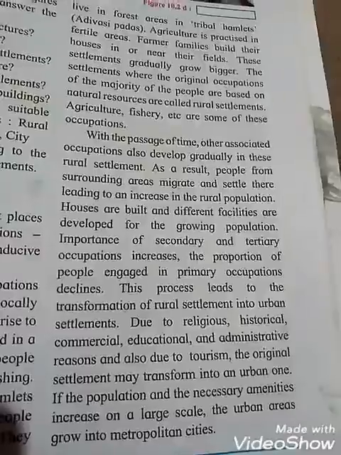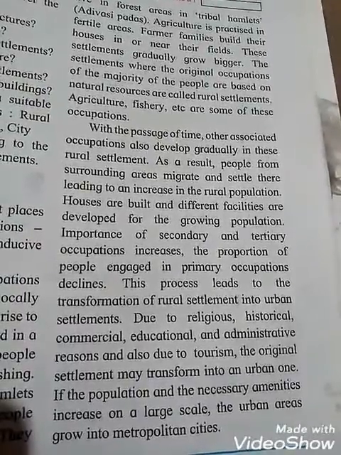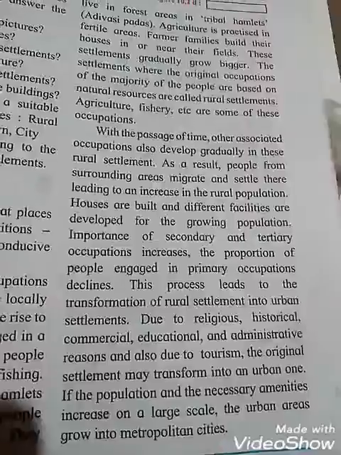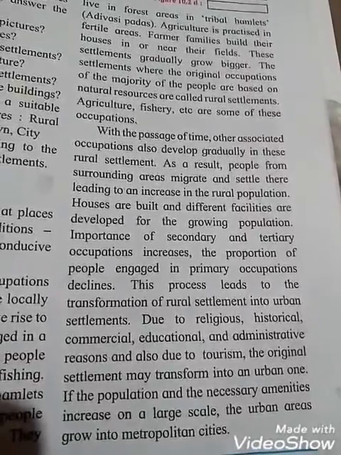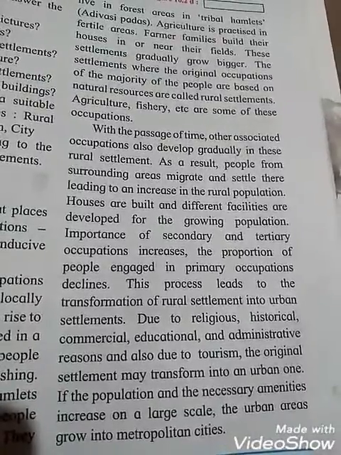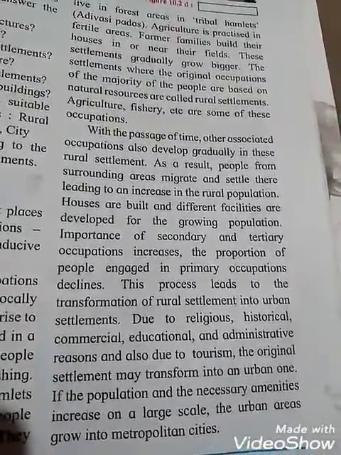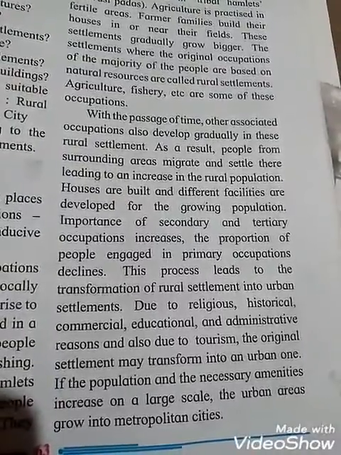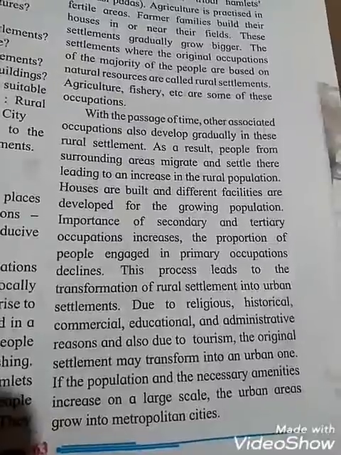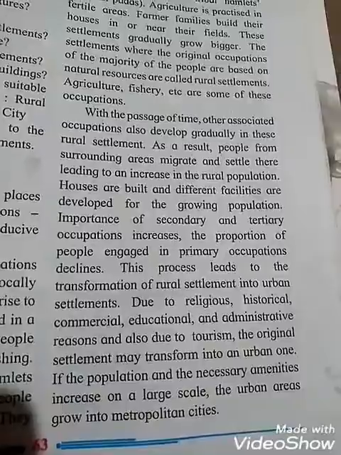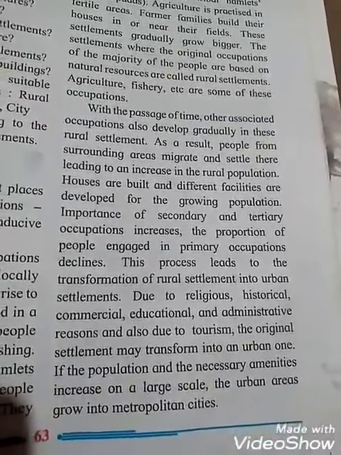Okay. With the passage of time, other associated occupations also develop gradually in these rural settlements. As a result, people from surrounding areas migrate and settle there, leading to an increase in the rural population. Houses are built and different facilities are developed for the growing population. And see, students, houses are built and different facilities also developed for what purpose? For the growing population. The importance of secondary and tertiary occupations increases, and the proportion of people engaged in primary occupations declines, that is, decreases.